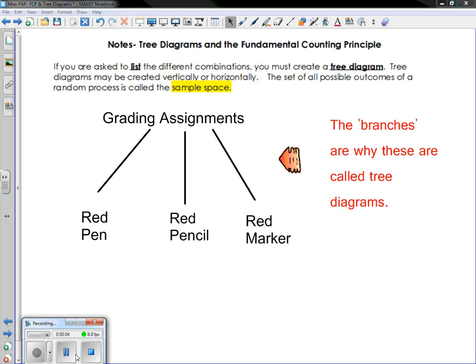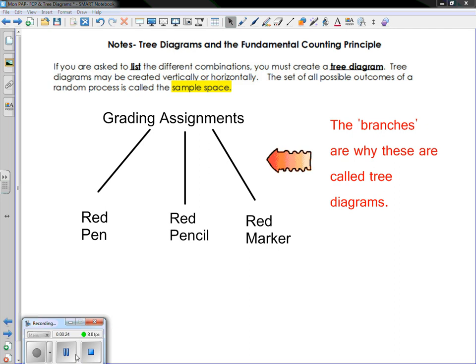Today we're going to talk about tree diagrams and the fundamental counting principle. If you are asked to list the different combinations, you must create a tree diagram. A tree diagram may be created vertically or horizontally. The set of all possible outcomes of a random process is called a sample space.